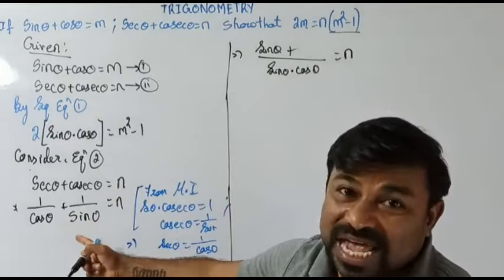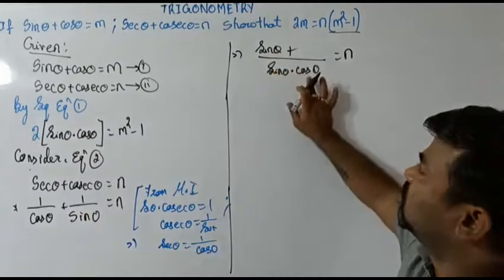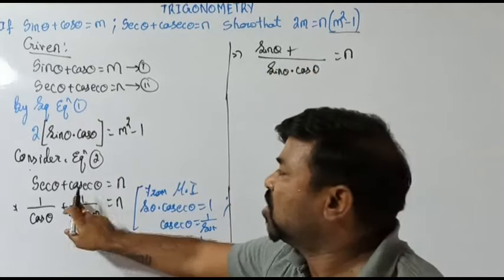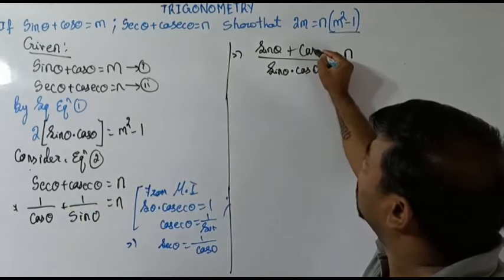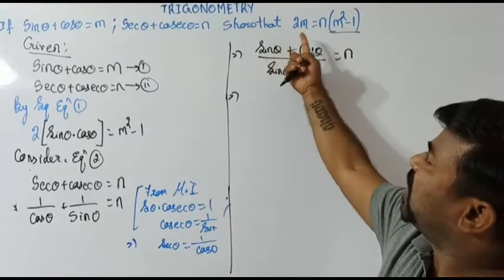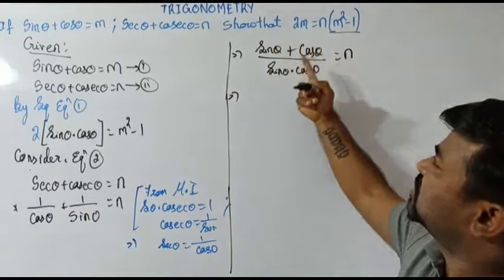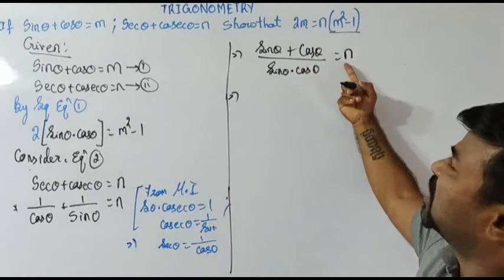Now, how many times does sine go? Sine goes in this one. If you close this, what is that? Cos theta. Cos theta into 1 is nothing but cos theta. Okay, now let's write the numerator in order. Of course, it's already in order: sine theta plus cos theta by sine theta into cos theta is equal to n.